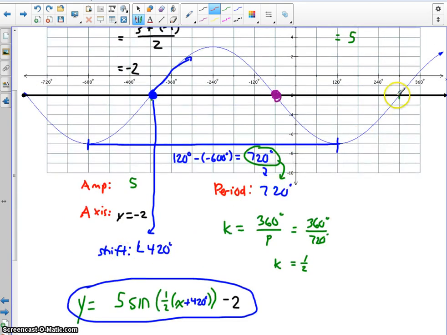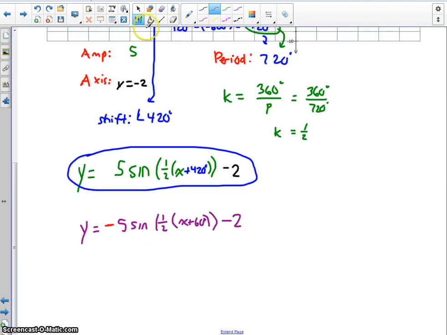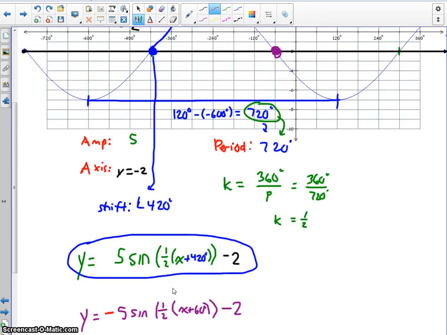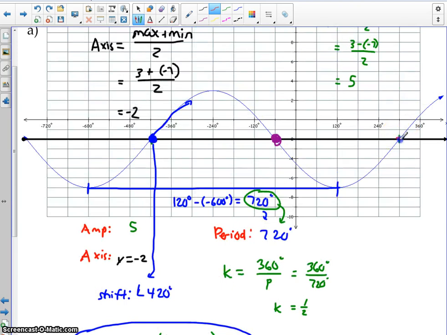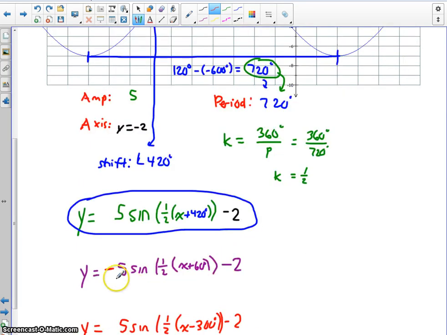I could create another one right here. This one would have a phase shift of right 300. So I could also have y equals 5 sine of a half, and what did I say, 300? Yeah, 300, x minus 300 degrees minus 2. And again, if I were to start here, the cycle goes up from the axis, which is the same as the parent function, so it's not reflected.